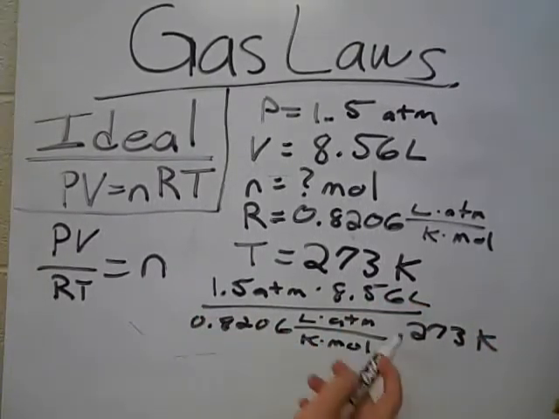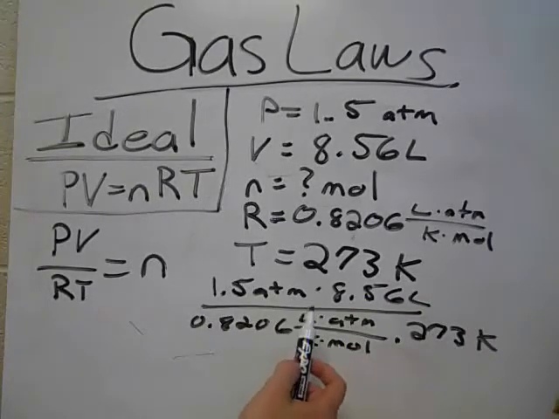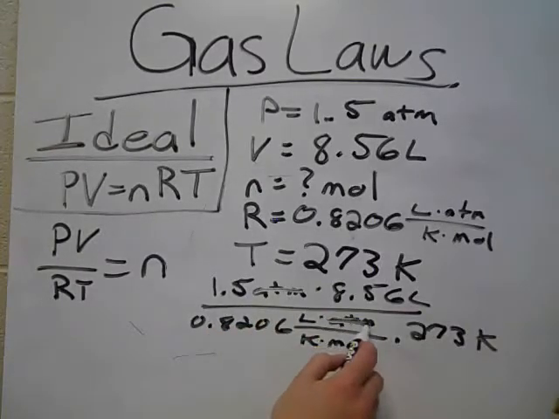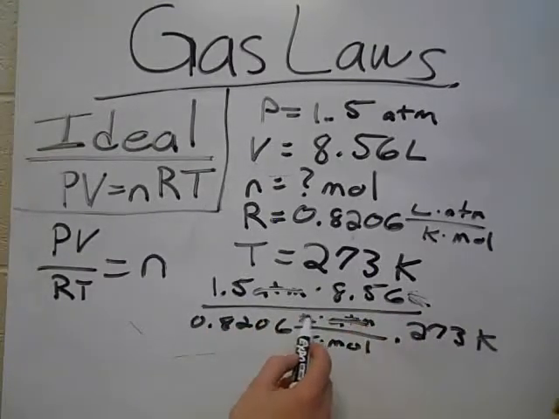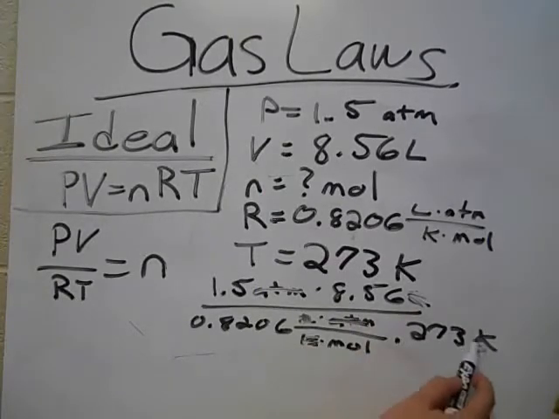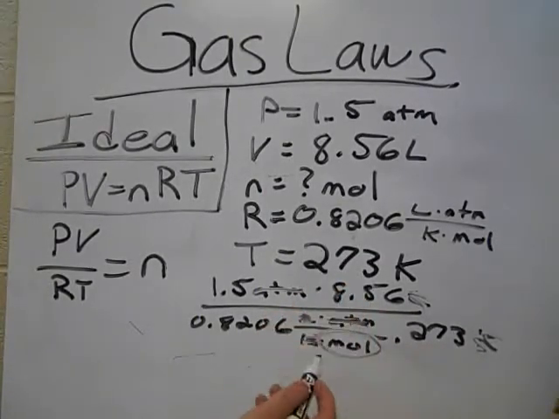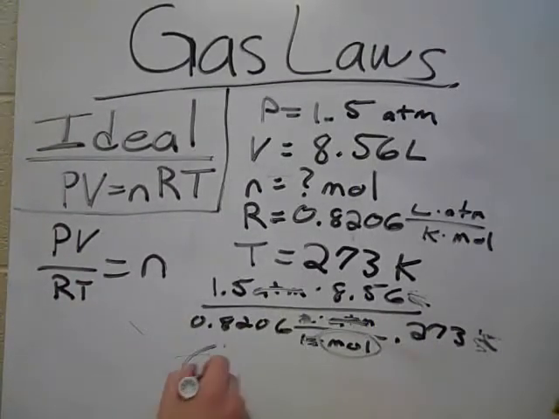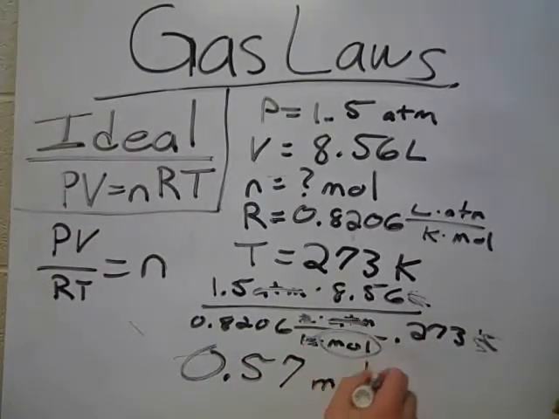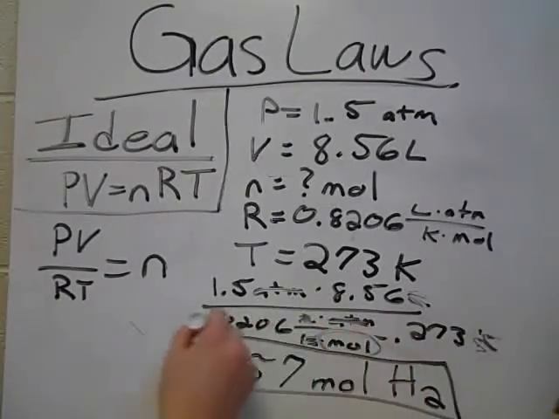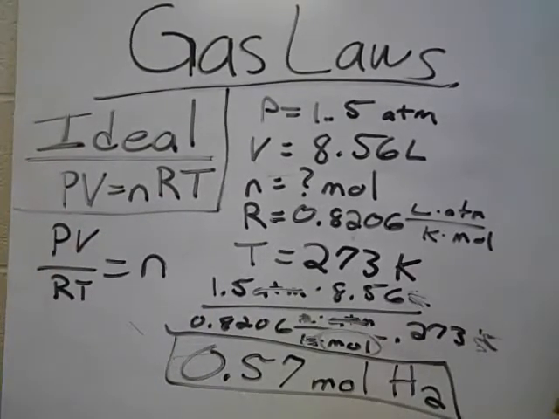And now you can see why the units on R are so messed up, because now they all cancel out to leave moles. This ATM cancels out with that. This liters cancels out with this liters. This Kelvin cancels out with this Kelvin. And then you're just left with moles. So you plug all that into the calculator and you get 0.57 moles of H2. Just in time because my marker's dying. Alright, and those are the 4 basic gas laws that you're going to need to know for this chapter.